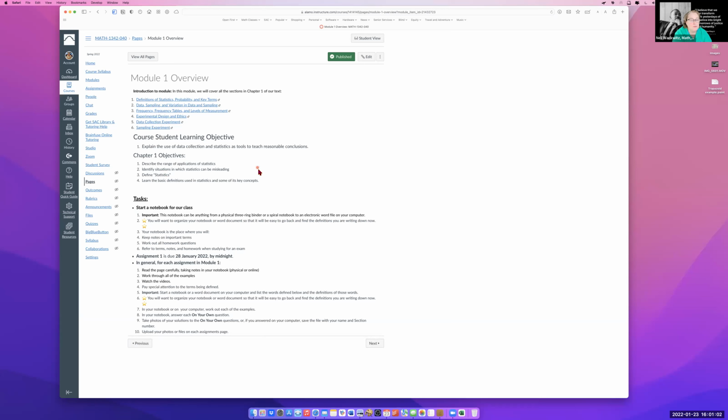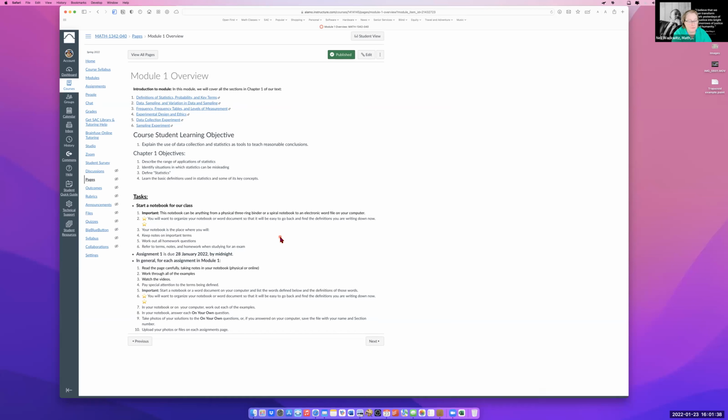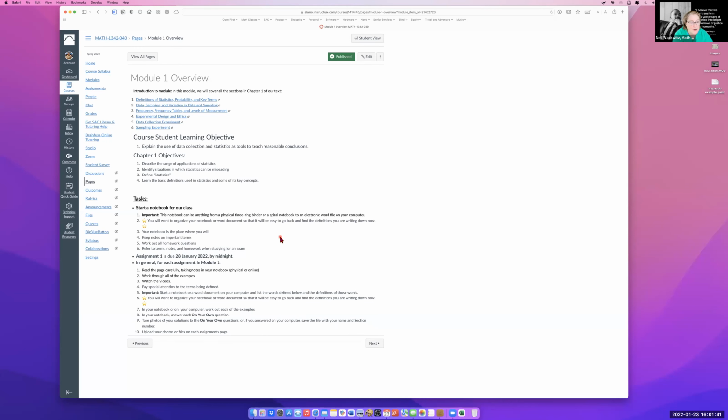The learning objectives, and we call these SLOs, Course SLOs, Student Learning Objectives. The one that is on this chapter is Explain the Use of Data Collection and Statistics as Tools to Reach Reasonable Conclusions. The Chapter 1 objectives, in addition to that, are to describe the range of applications of stats, identify situations in which statistics can be misleading, define statistics, and learn the basic definitions used in statistics and some of its key concepts. Now we're coming to the part which is really the reason I'm making this little video.